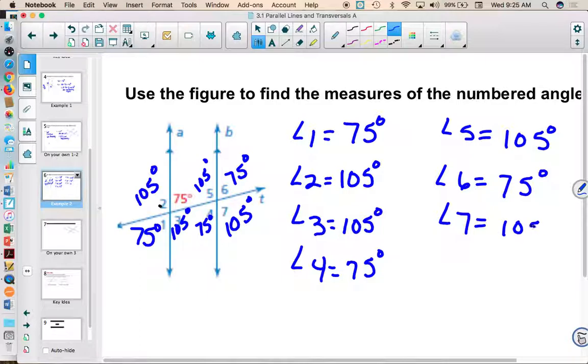105 is correct. And if you look at these two right here are vertical, just like these two are vertical. Vertical angles always have equivalent measures. The other thing, angle 3 and 7 are also what we call corresponding, aren't they? And isn't angle 2 and angle 7 alternate exterior angles? So there's 3 different ones you can check that with to know that you've got the right number. Okay?